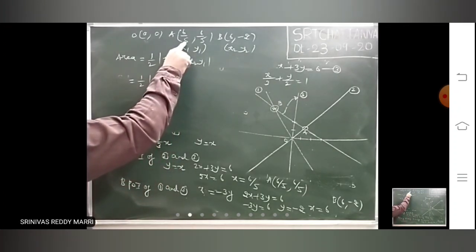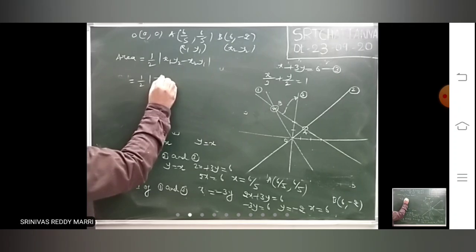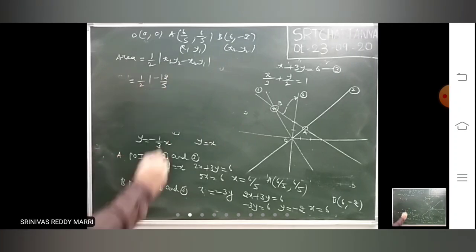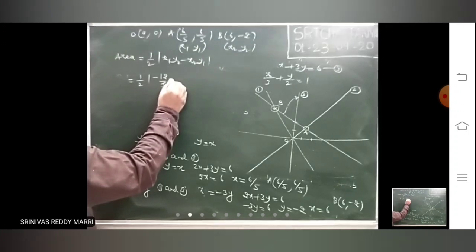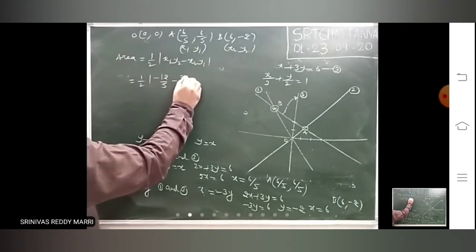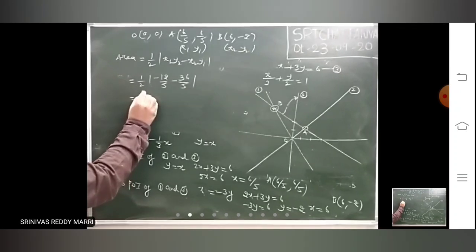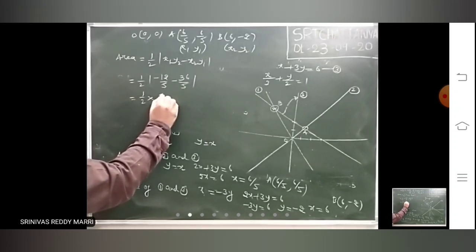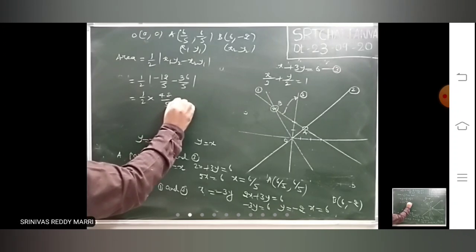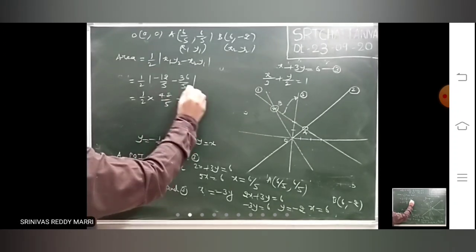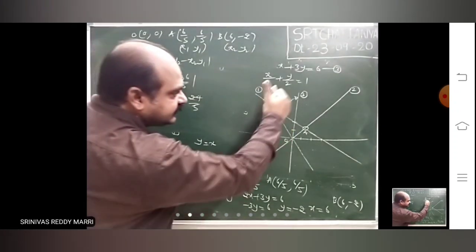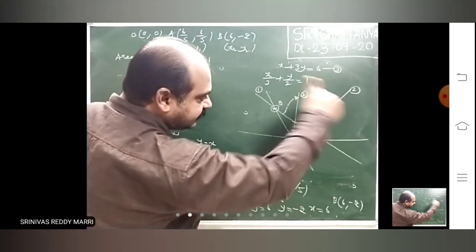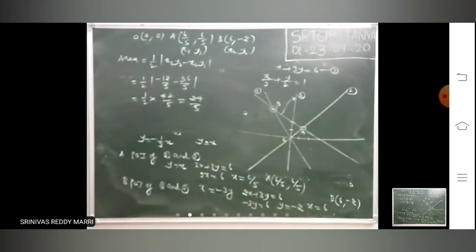Look at x1 y2: 6/5 into minus 2, so minus 12/5. Then minus x2 y1, minus 36 divided by 5. That means half into 48 divided by 5. Modulus means it will become positive. This is the area. This is the basic method of doing. Split the pair of lines, then you will get two lines and do whatever he is asking. So this is the area.